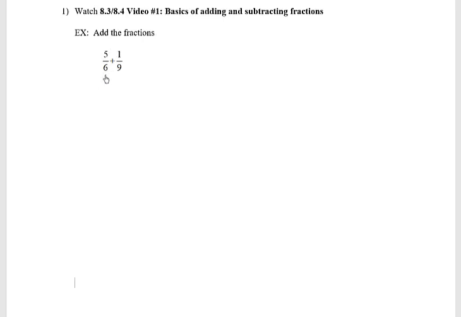Now, when you talk about factoring numbers, you're talking about the prime factorization. In other words, what prime numbers could I multiply to get 6? Of course, that would be 2 times 3. And what prime numbers could I multiply to get 9? Well, of course, that would be 3 times 3. I've replaced the 6 and the 9 with a factored version of those two numbers.